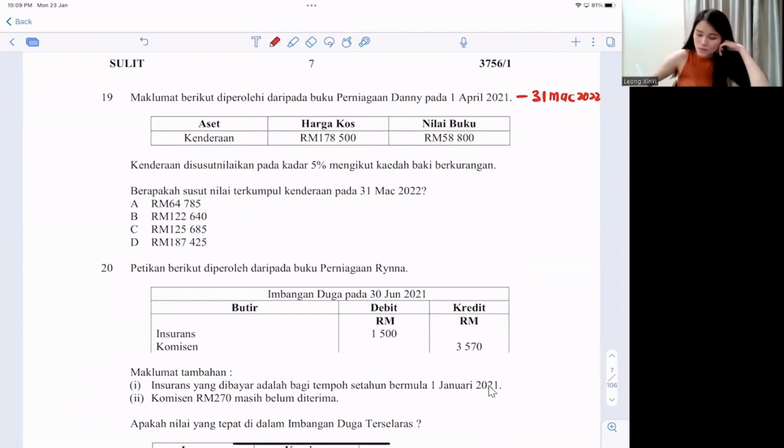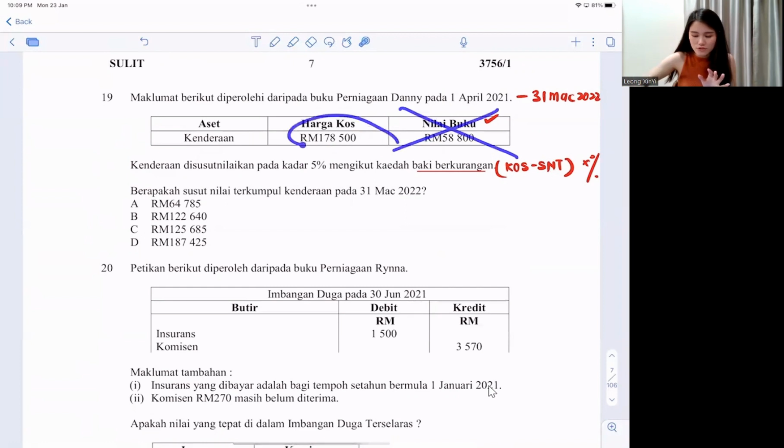Okay, when we calculate, we actually take nilai buku for this case because for kaedah baki berkurangan, you have to use cost minus S&T first, only then multiply by the percentage. So they're actually testing whether you understand which one you need to use. If they are talking about atas kos, then you ignore the nilai buku, just take the cost. But now, it's baki berkurangan. It's memang going to be cost minus S&T, which equals nilai buku. So you just take this 58,800 and multiply it by 5%. Answer is 2,940. That is going to be your SN, right?